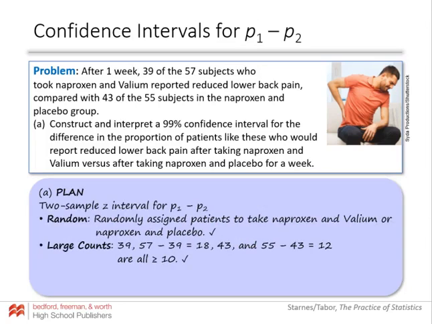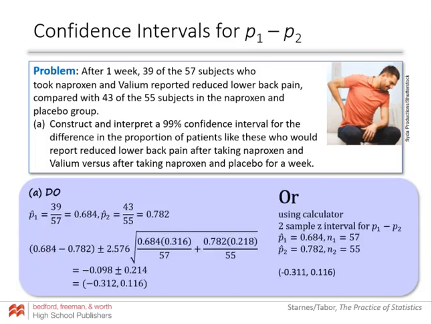Okay, so state, plan. All right, we're doing a 2-sample Z interval for P1 minus P2. Okay, our random condition, the patients were randomly assigned. Our large counts condition, we're going to check those. So n times p, n times 1 minus p, we get 18, 43, and then for the second one, 12, and 39. Okay, so all of these are greater than 10, so we're good there. And then like we just talked about, we do not need to check the 10% condition because we weren't taking these patients randomly from some larger population.